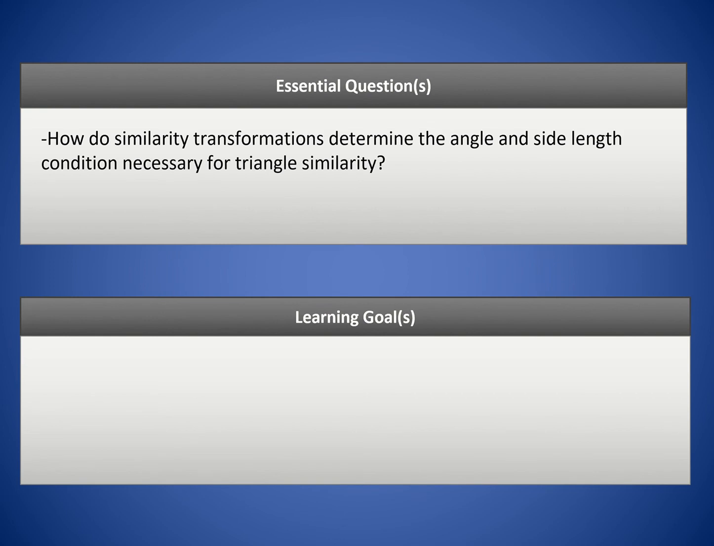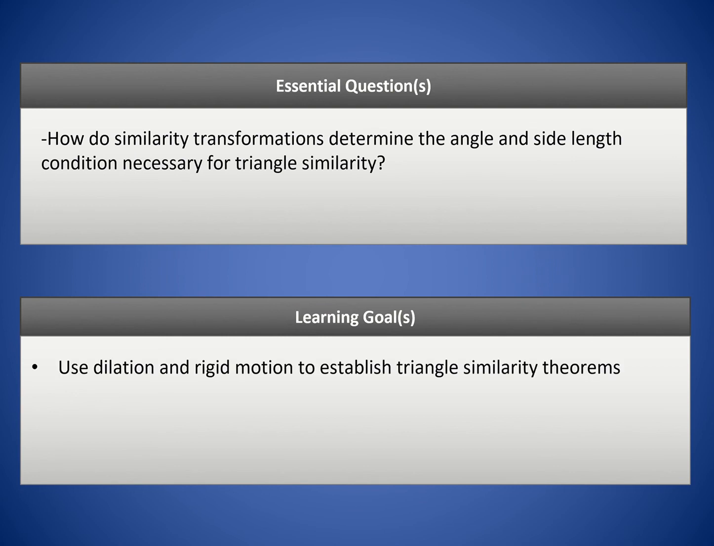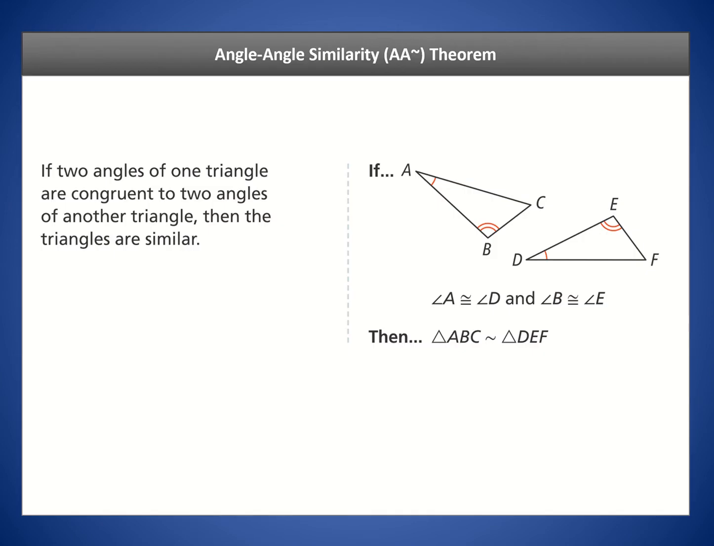So our question today is, how do similarity transformations determine the angle and side length conditions necessary for triangle similarity? And our goal today is to use dilation and rigid motion to establish triangle similarity theorems. We're going to start with three similarity theorems that we want to establish and actually prove, and then we're going to apply them in some example scenarios.